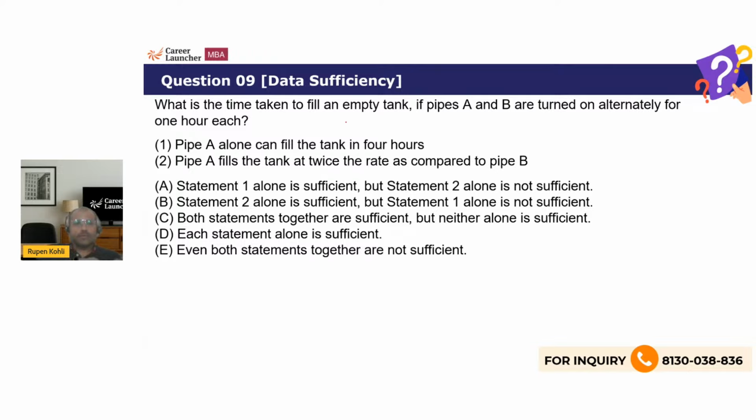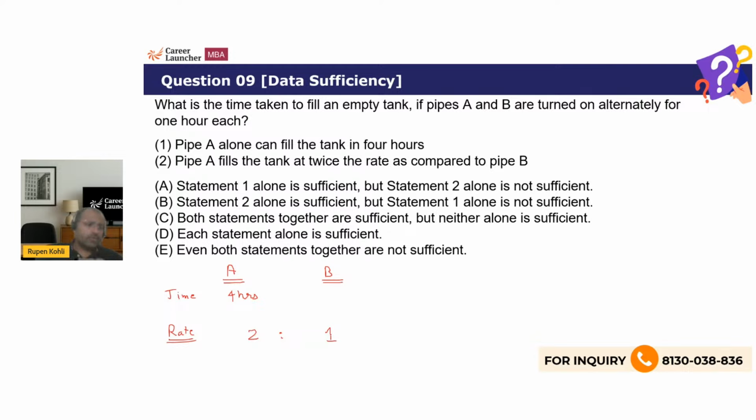So, from statement 1, pipe A alone can fill the tank in 4 hours. So time for pipe A is 4 hours. That's obviously not sufficient alone. Statement 2 is saying pipe A fills the tank at twice the rate as compared to B. So as far as the rate is concerned, between pipes A and B, the ratio of the rate is 2 is to 1. Obviously, alone, this statement is also not sufficient.